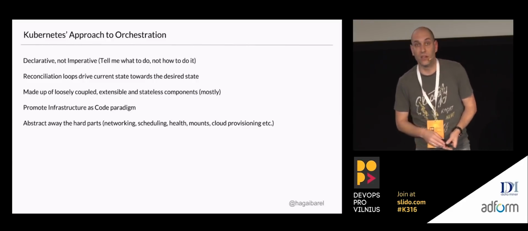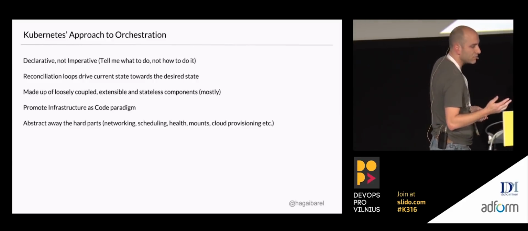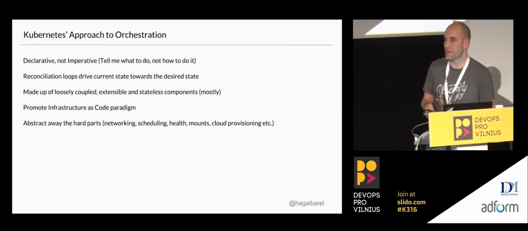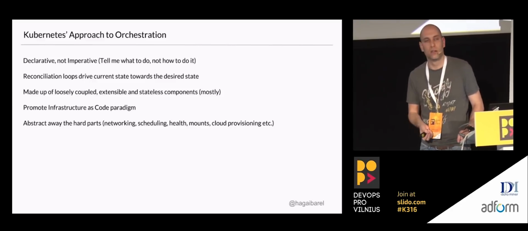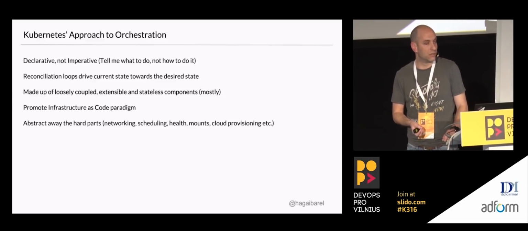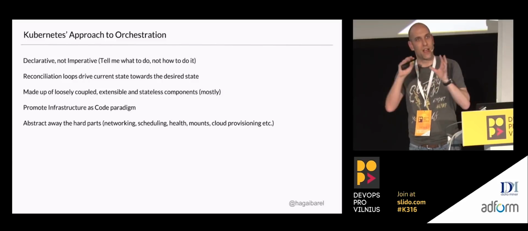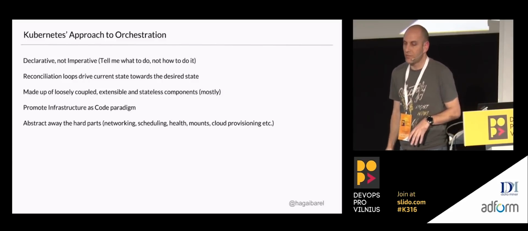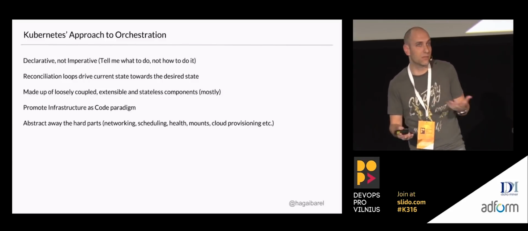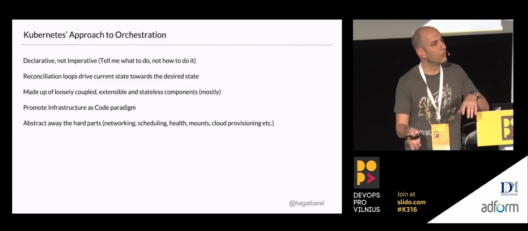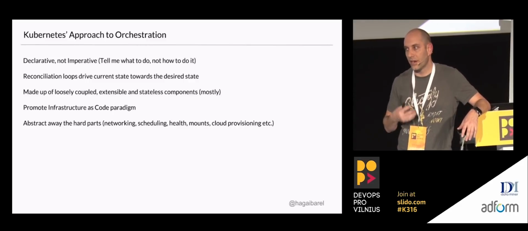Kubernetes itself is made of loosely coupled, extensible, stateless components mostly. There's just one central state store inside the cluster. For the Kubernetes mind of the application workloads, which makes it very extensible. You don't like the API server, drop it, roll your own. You don't like the scheduler, all right, drop that and roll your own.